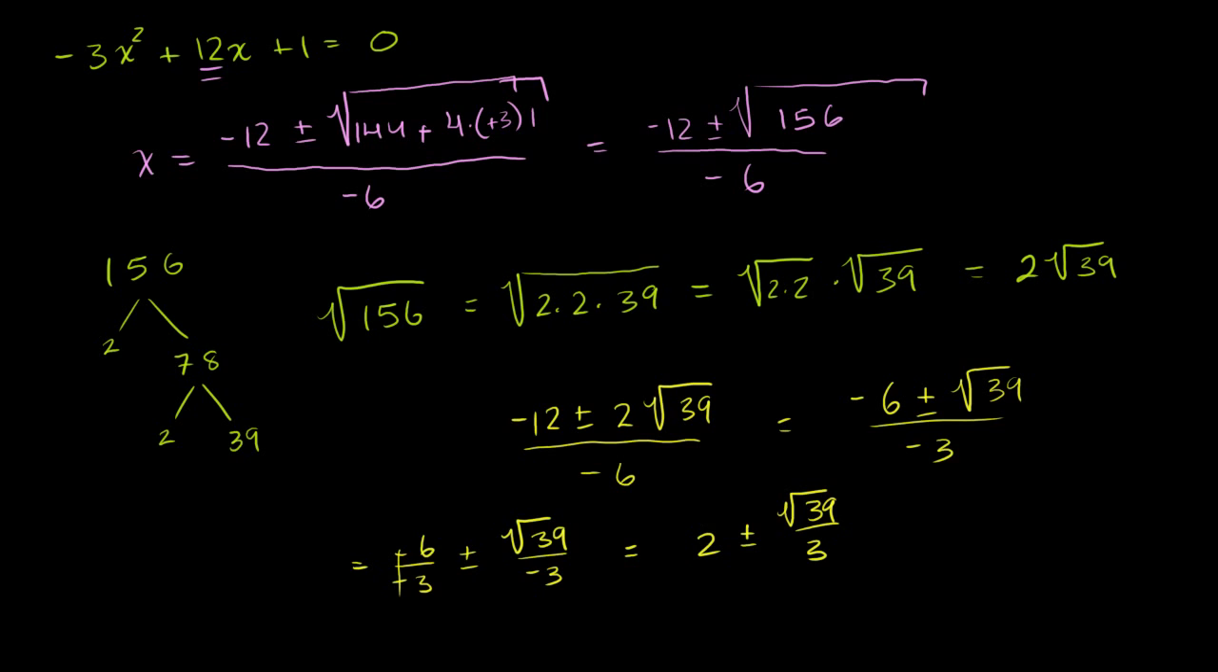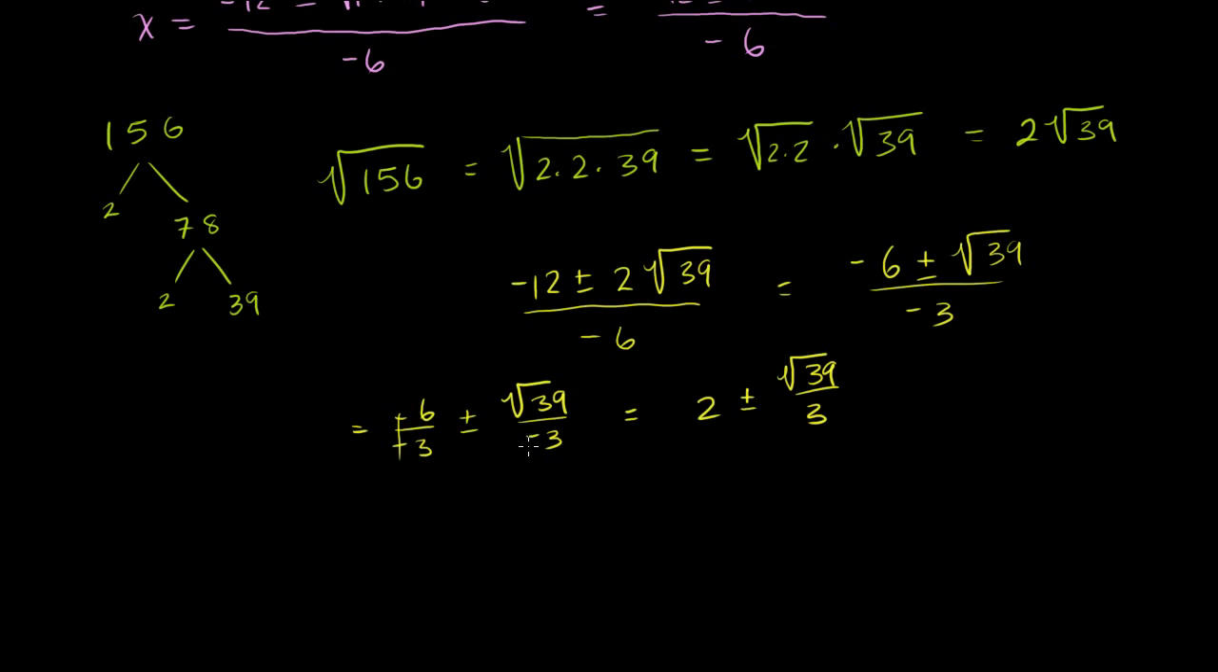Now, I want to make a very clear point of what I did at that last step. I did not forget about this negative sign. I just said it doesn't matter. It's going to turn the positive into the negative. It's going to turn the negative into the positive. Let me rewrite this. So this right here can be rewritten as 2 plus the square root of 39 over negative 3, or 2 minus the square root of 39 over negative 3. Right? That's what the plus or minus means. It could be this or that, or both of them, really.